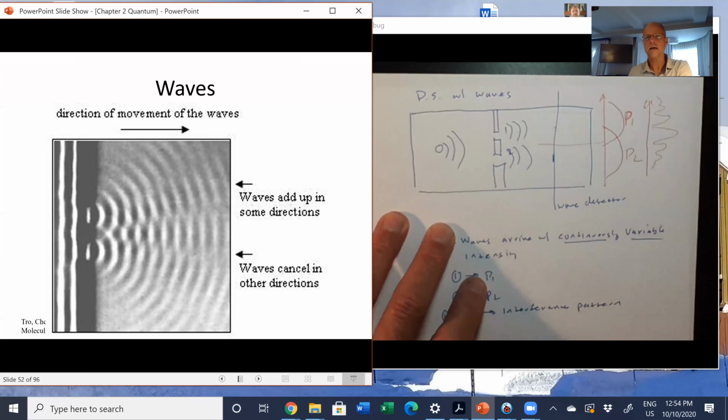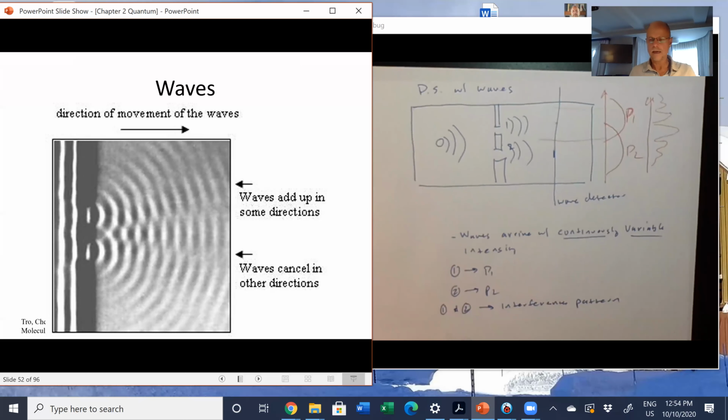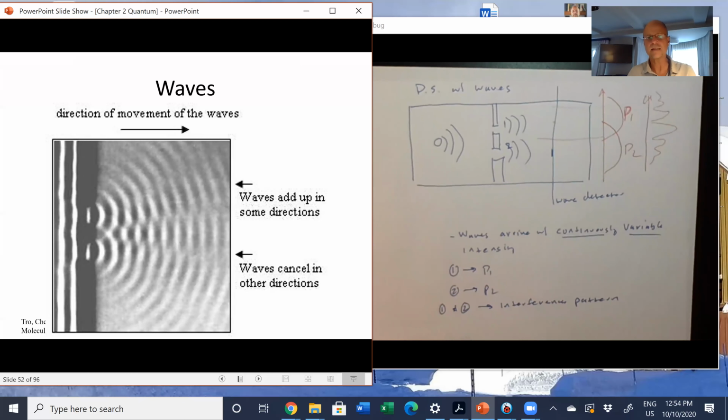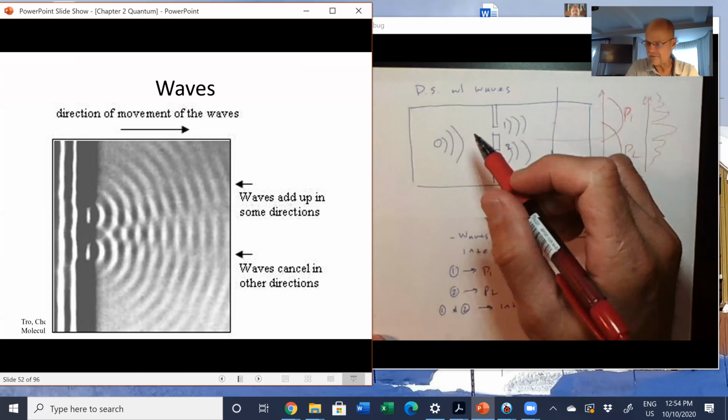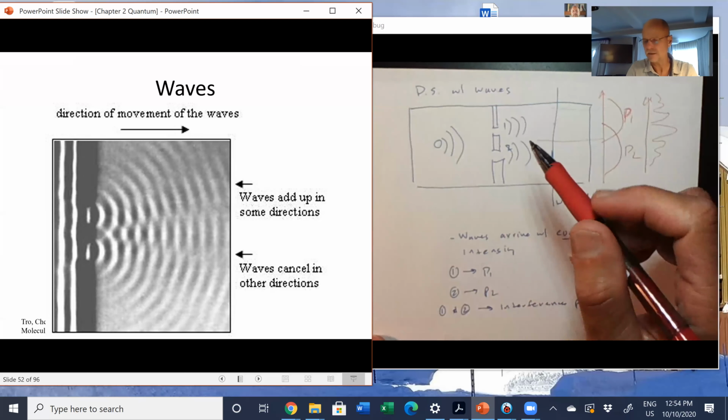Right, something like that. And so remember we talked about this last time, right? Waves have this characteristic of diffraction and interference, right?